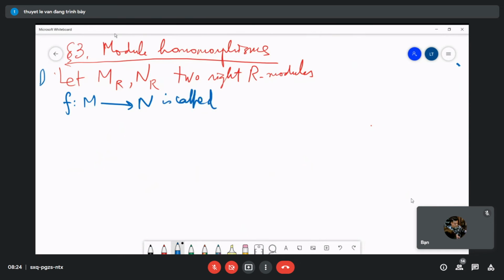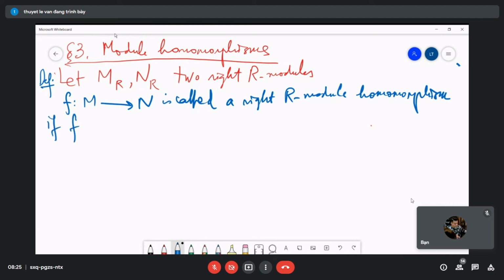So we have the definition here. f is called an R-module homomorphism if f preserves two operations.